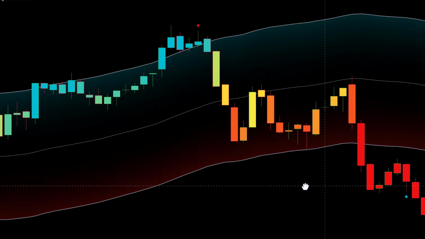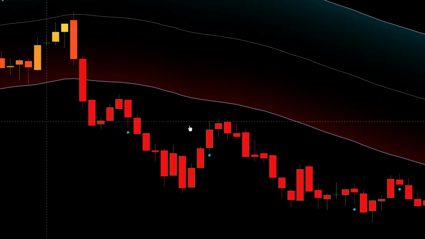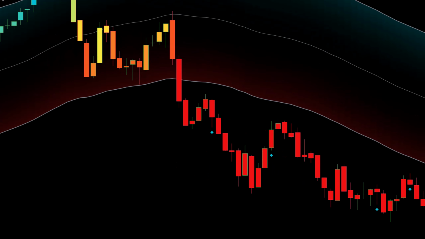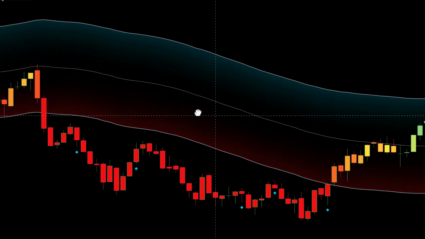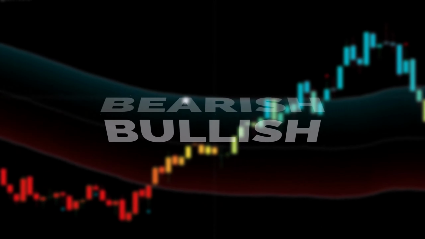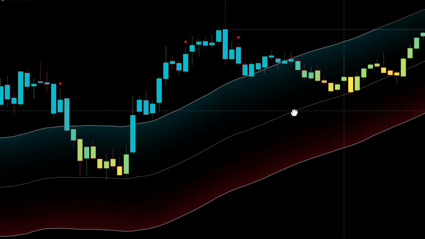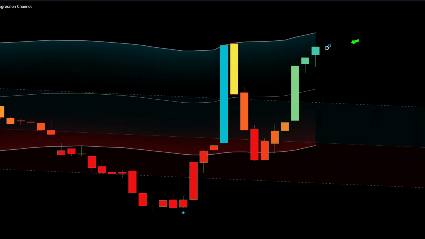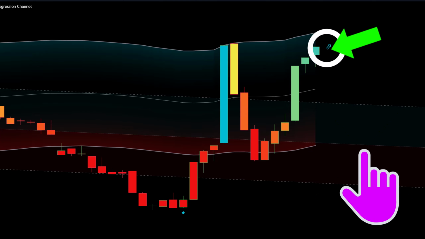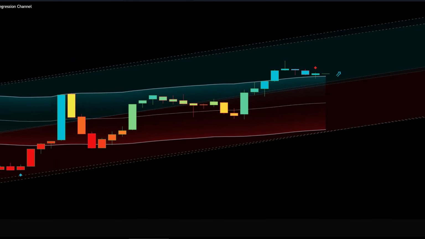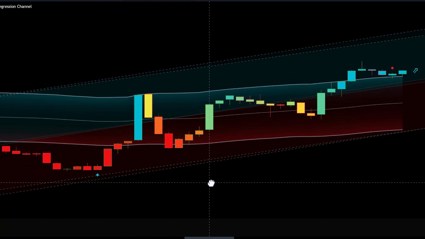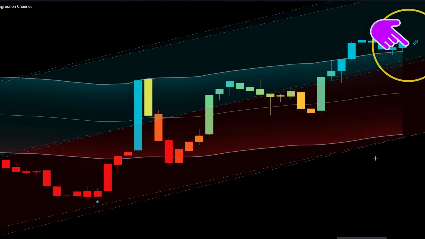You'll also notice that the price bars themselves are color-coded. Think of it like a heat map, visually telling you whether the current price action is bullish, bearish, or neutral, depending on where it sits within the regression structure. On top of that, there are directional arrows that sometimes appear, thanks to a built-in projection feature. These arrows hint at where the price might be headed next, adding another layer of insight to your decision-making.